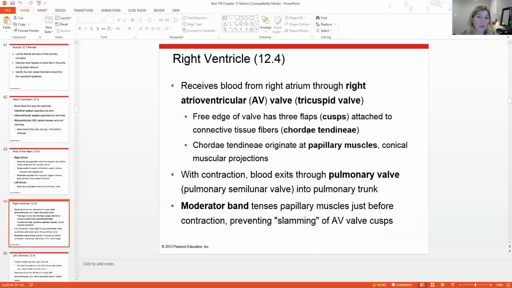Our right ventricle receives blood from the right atrium through the right AV valve, which is also called the tricuspid valve. The free edge of the valve has 3 cusps or flaps, which is why it's called the tricuspid, and they're connected to these little pieces of connective tissue fibers called chordae tendineae. The chordae tendineae originate in little muscles called papillary muscles, which help control the opening and closing of that AV valve. When there's contraction going on, the blood exits through the pulmonary valve. The pulmonary valve, or pulmonary semilunar valve, takes the blood into the pulmonary trunk. There's something called a moderator band. The moderator band tenses the papillary muscles just before a contraction to prevent those AV valves from slamming shut.